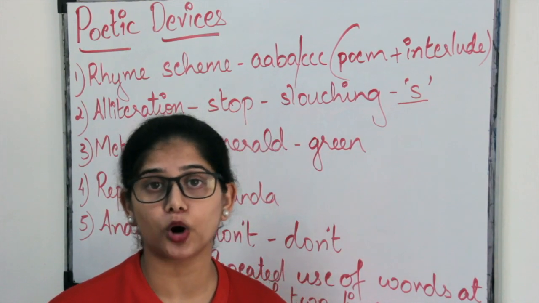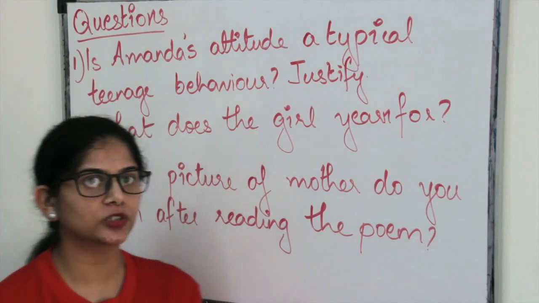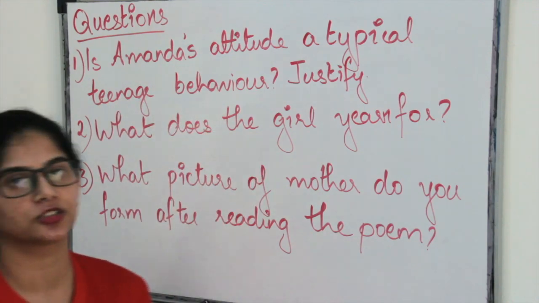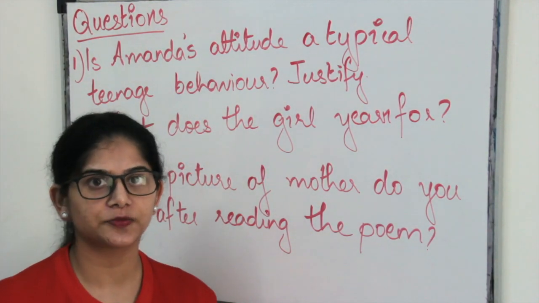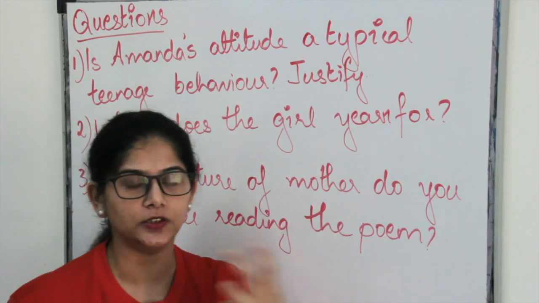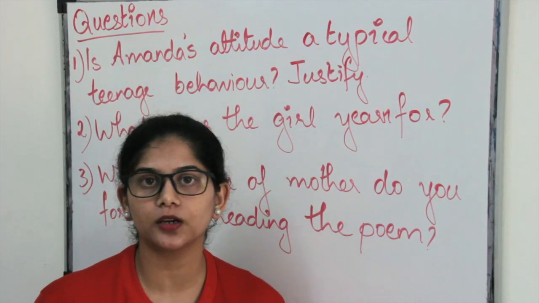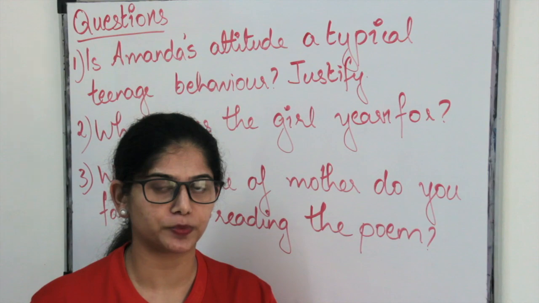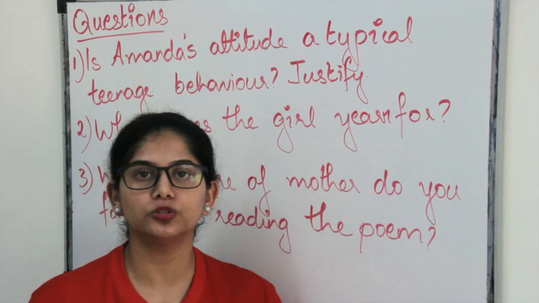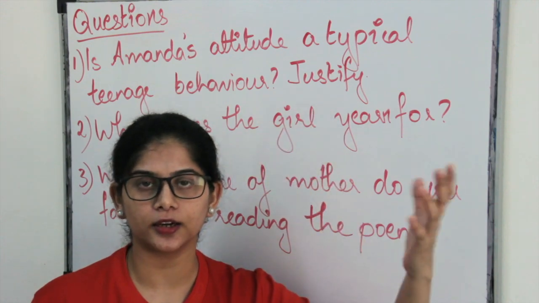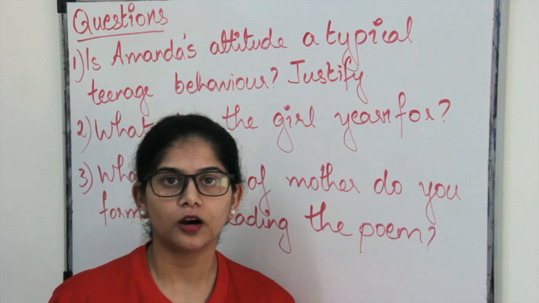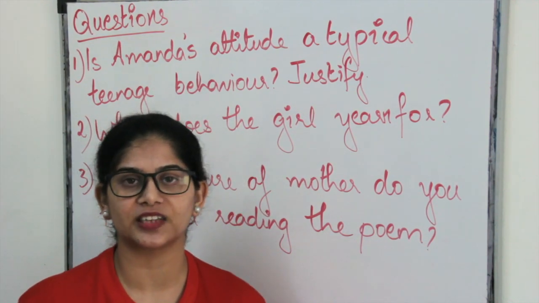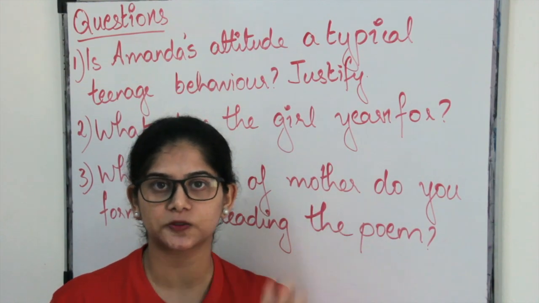So now we'll move on to the important questions of the chapter. The very first question I've written down here is: is Amanda's attitude, a typical teenage behavior, justified? Yes, the answer is obviously yes. Every teenage girl actually yearns for freedom. And the same thing is quietly seen in Amanda's behavior. The mother is a quiet nagging kind of person, and Amanda is actually someone who is yearning for freedom. And her thinking, the way she is imagining, all those things we can very clearly say is a typical behavior. You can also state examples like taking out the interlude and giving an explanation, which will be a perfect answer for that question.